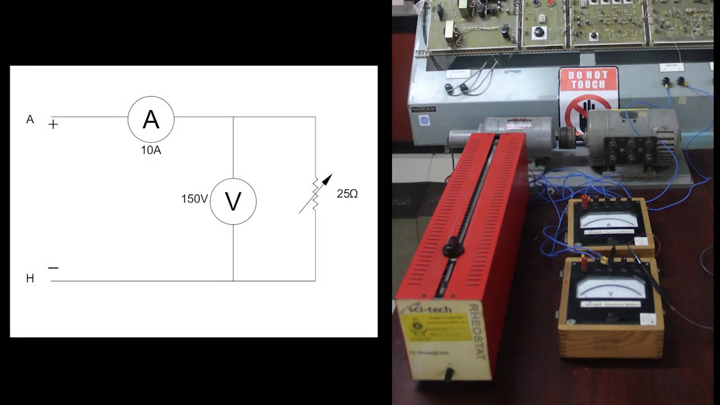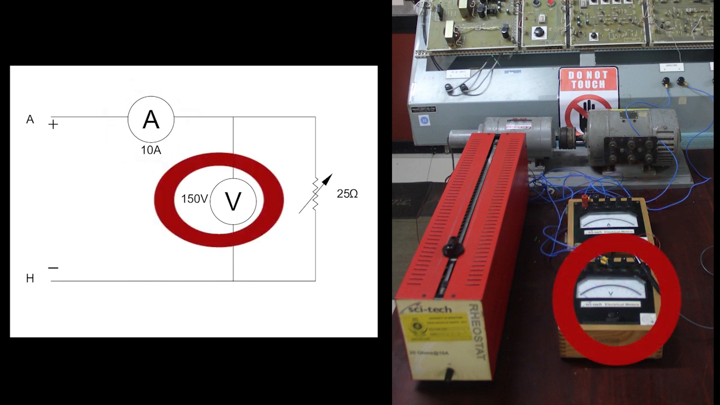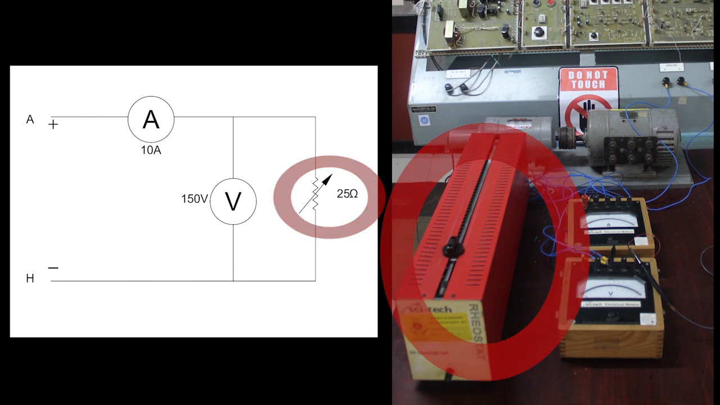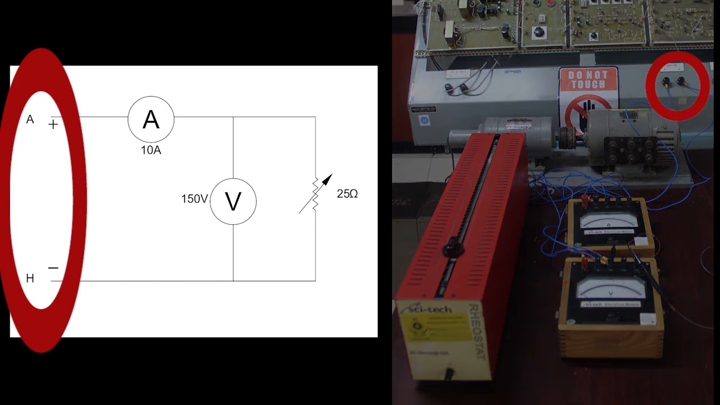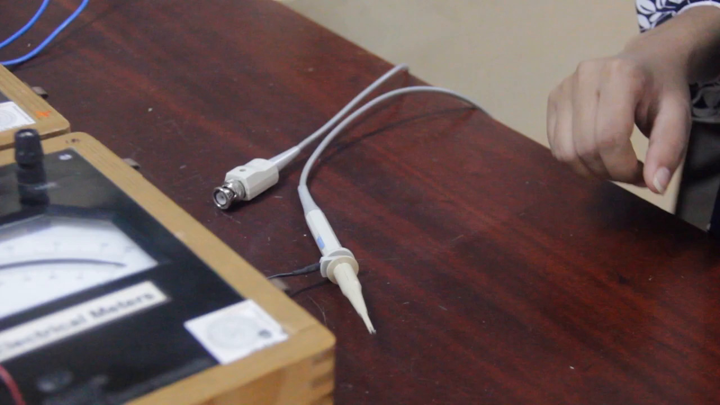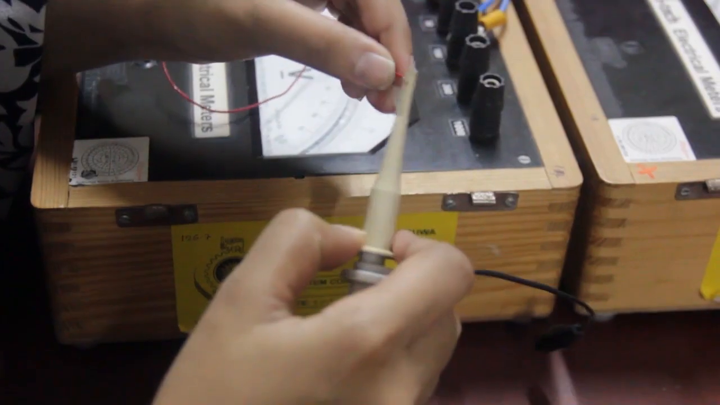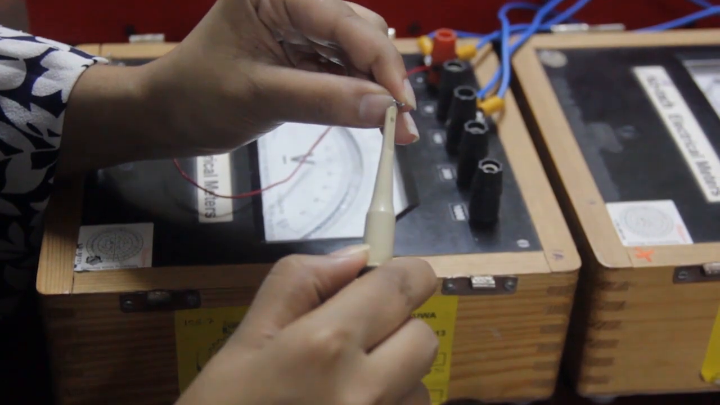This is the circuit for part B. The ammeter, then we have the voltmeter and the rheostat, which is set at 25 ohms. And finally, we have two terminals A and H for the armature. For this part, we must get some oscilloscope plots as well. It is connected in parallel with the voltmeter.